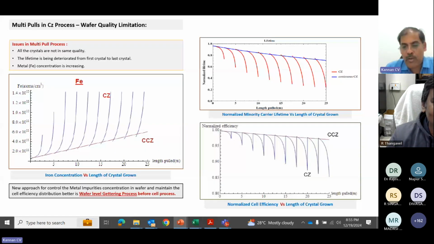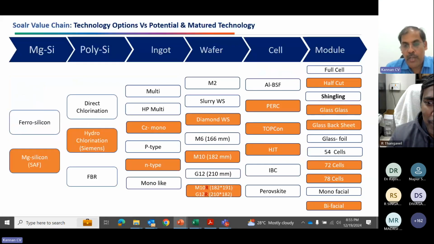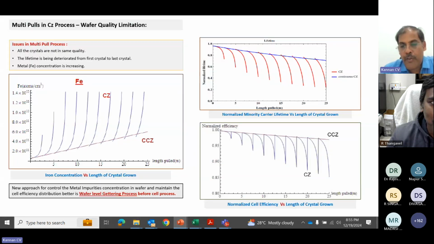I will talk about solar cell manufacturing, and how wafer quality is important for different cell technologies. This is how the wafer quality matters for cell efficiency, because you can improve the productivity of the equipment and grow more crystals, but there is still a drawback from the first crystal to the last crystal. There is a slight variation in terms of performance.